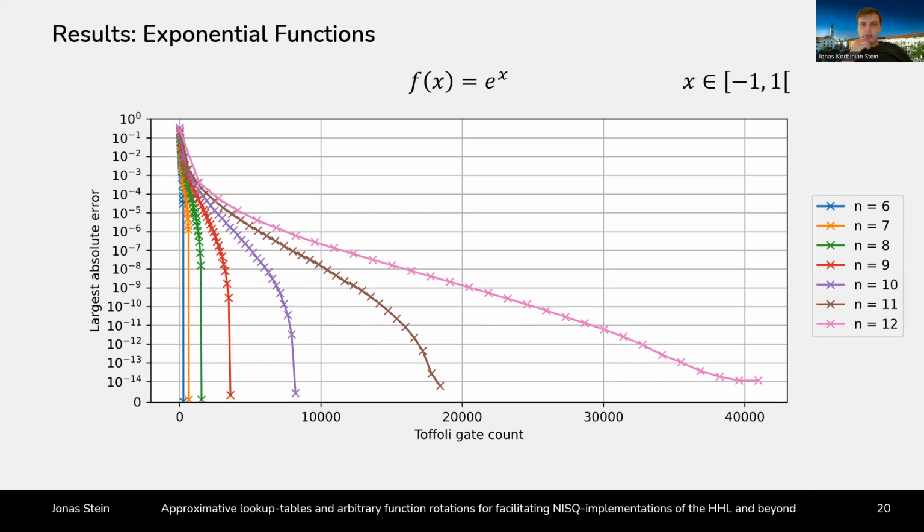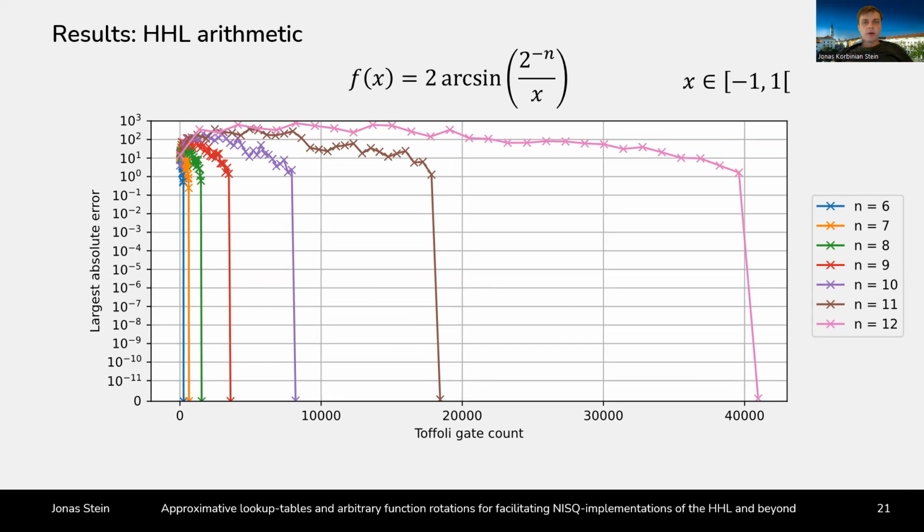Going on to the next function, exponential functions, we can see basically similar results. Going even further and back to the HHL, this would be the function that we would actually have to apply in the HHL: two arcsine of some constant scaling factor, that scales with the number of qubits that we use for the precision. And then, of course, 1 over x to do the actual inversion.